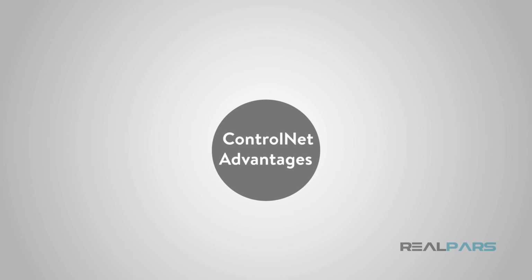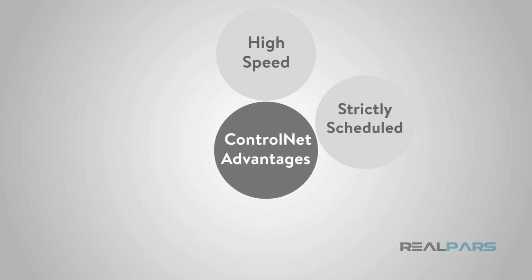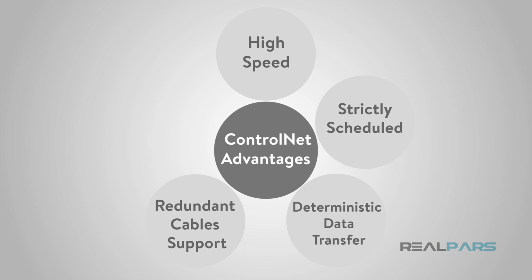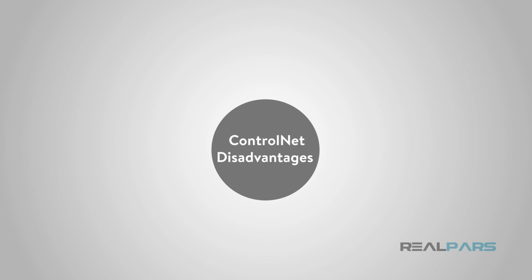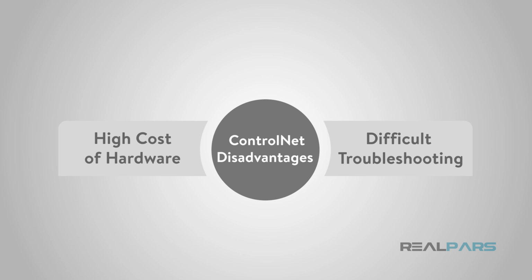Some of the advantages of a ControlNet network are high speed. It can be strictly scheduled and have deterministic data transfer, built-in support for fully redundant cables, and it is very stable and reliable. The disadvantages are that the cost of hardware can be higher, and troubleshooting can be more difficult than other protocols. In my experience, if ControlNet is set up properly, it can be very stable and reliable, and requires very little maintenance.